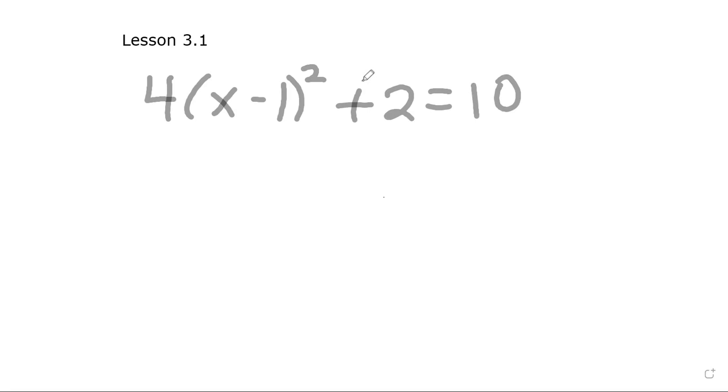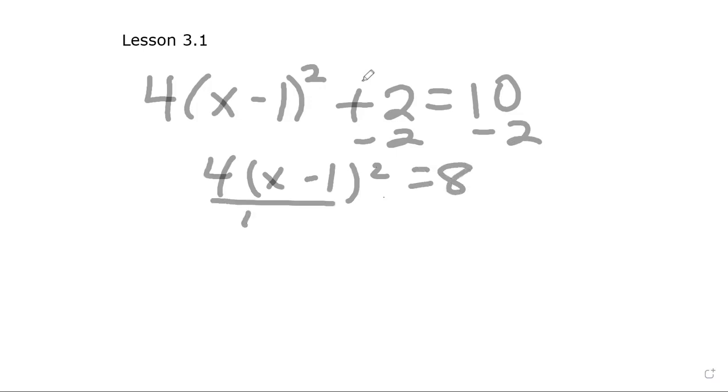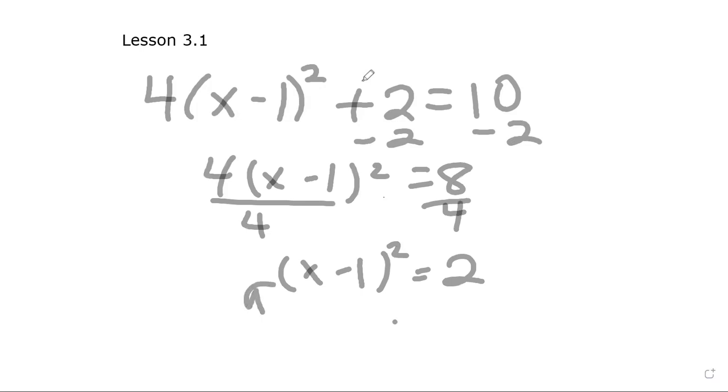Okay, now you can't square root yet. Yes, you're going to use that method, but you cannot square root until you get down to just something squared. So let me show you what that means. We've got 4 times x minus 1 quantity squared equals 8. Now we'll divide by 4. So we get x minus 1 quantity squared equals 2. Now, because there are no numbers around the x minus 1 squared, it's just all by itself, we can now actually take the square root, okay? So you can take the square root of both sides.